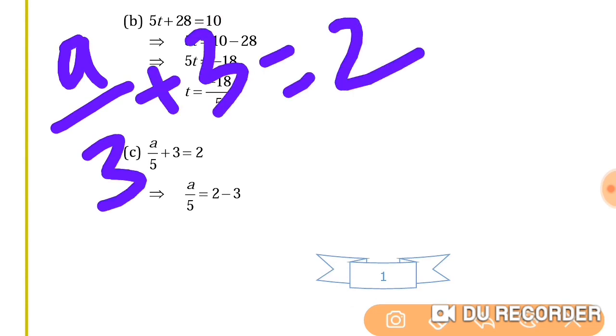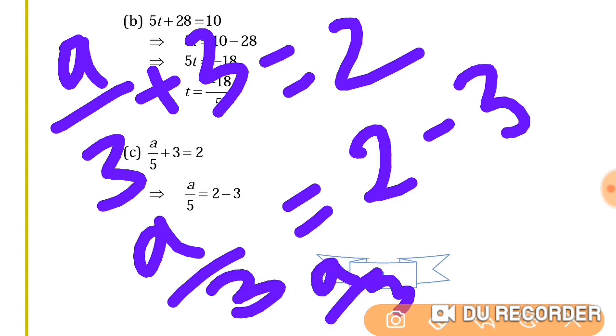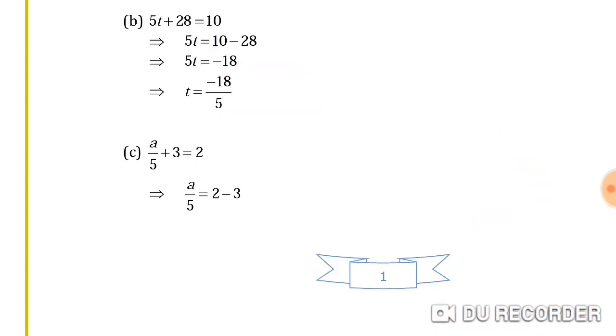So first, whatever I said, addition and subtraction, you have to transfer that side. There is an addition with a 3, which means transfer that side. So only a by 3 is remaining, equal to 2. There is a plus here, it becomes minus. So a by 3 is equal to 2 minus 1, which is minus 1, because it is an integer. So a by 3 is minus 1.